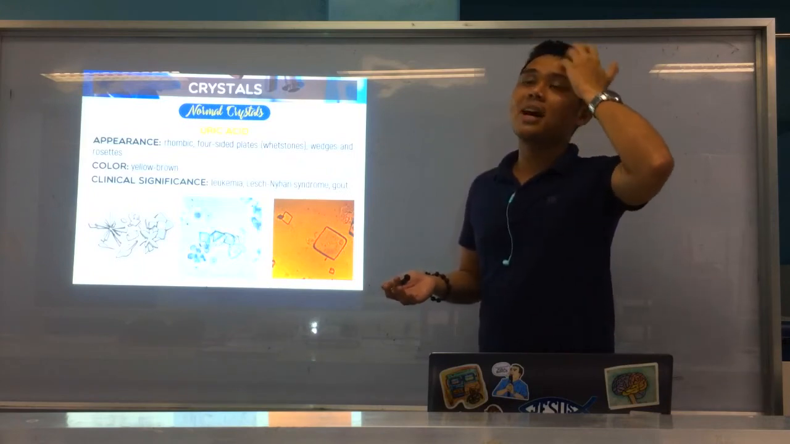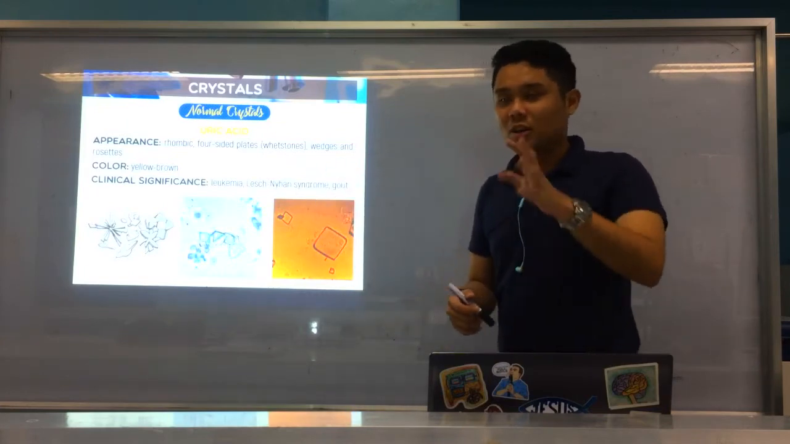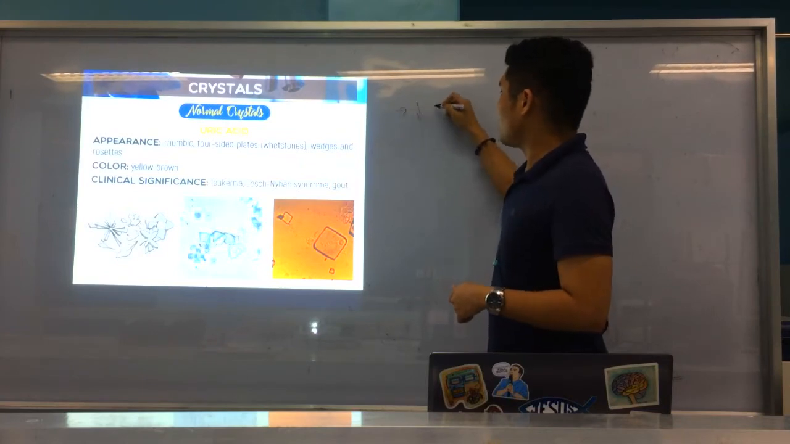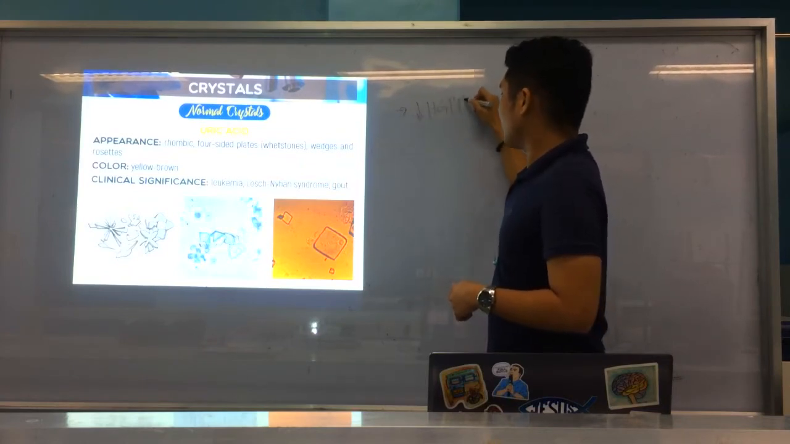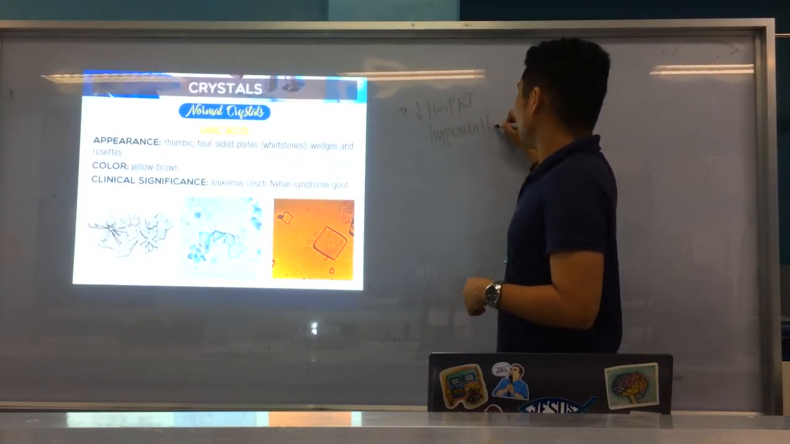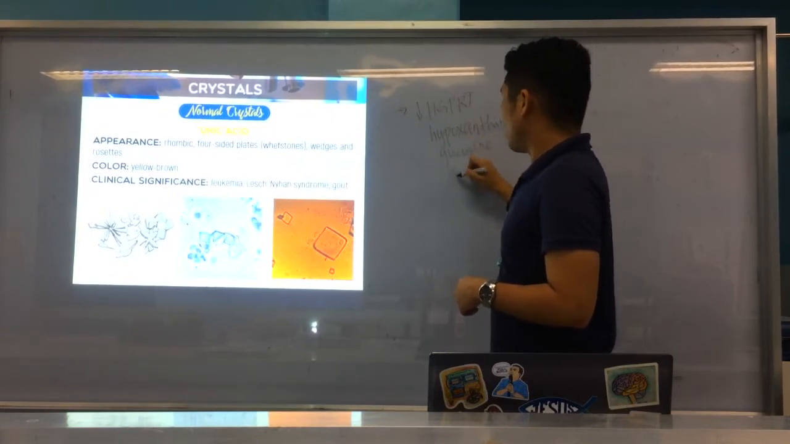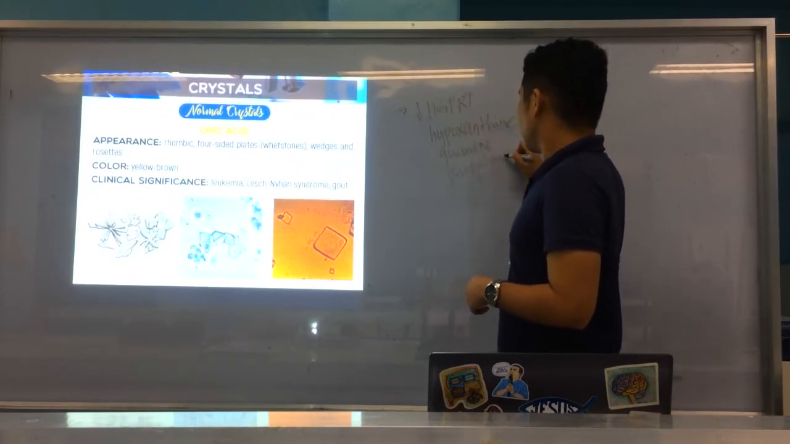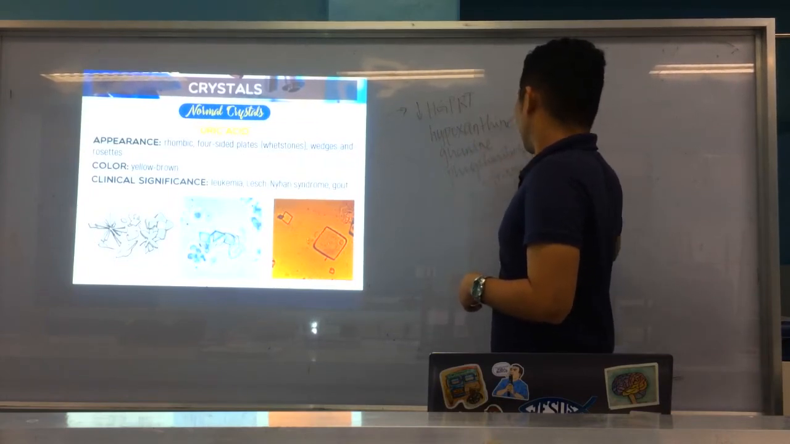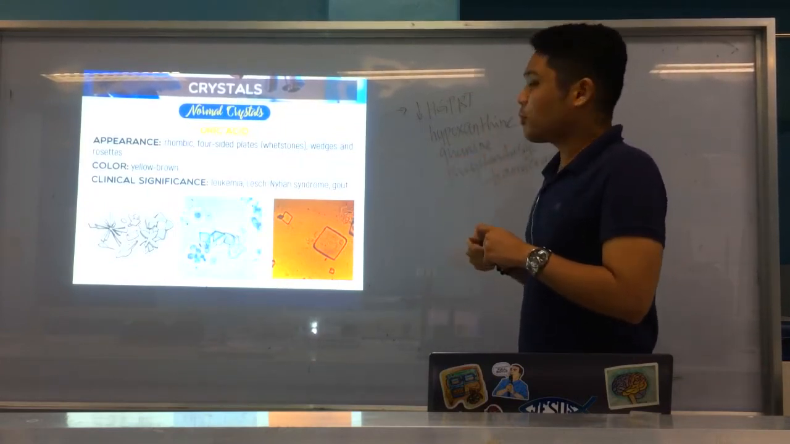Okay. Lesch-Nyhan syndrome, which you will encounter in clinical chemistry, is a deficiency in the enzyme known as HGPRT, or hypoxanthine guanine phosphoribosyl transferase. So HGPRT, hypoxanthine guanine phosphoribosyl transferase.